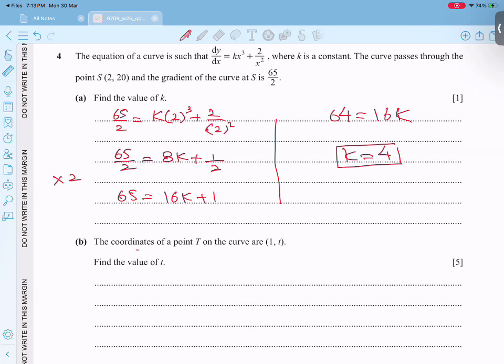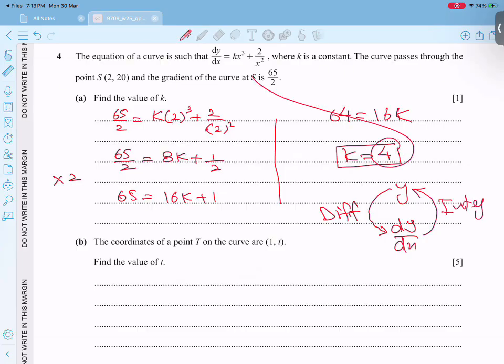The coordinates of t, another point, are given. One point is given, another point is given, and we find t. That is only possible if I have the equation of the curve. And you know, students, when I differentiate, we get dy over dx. Differentiate, and what's the reverse process? If I'm looking for the equation of the curve, I have to integrate. So let's start.